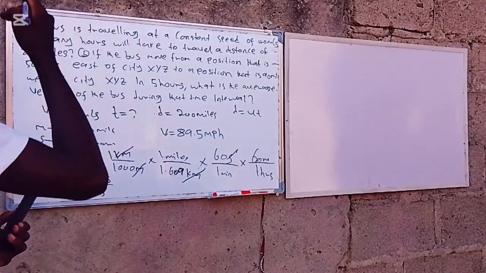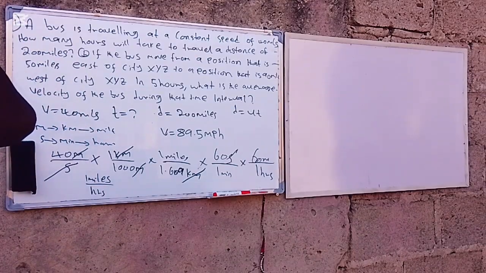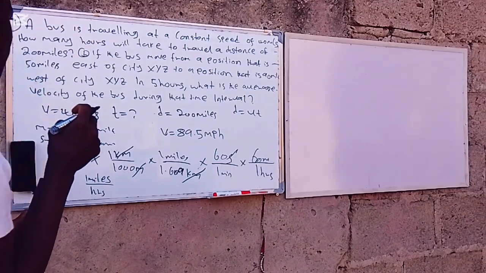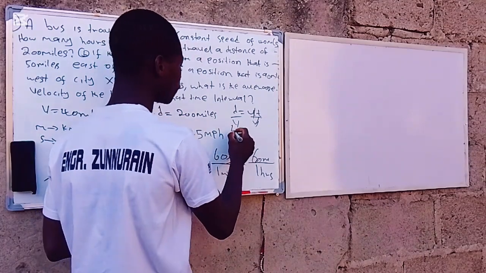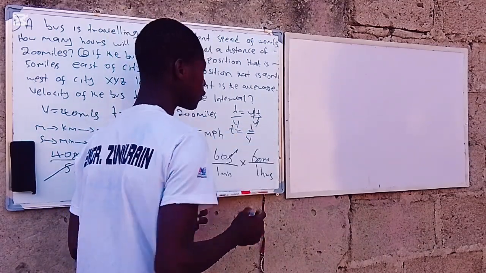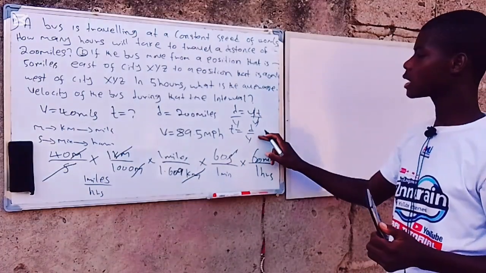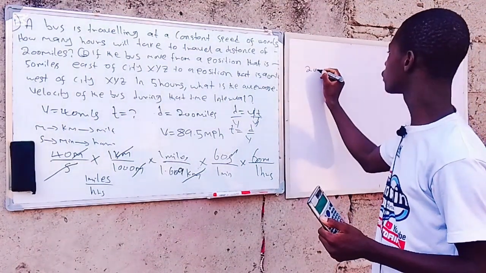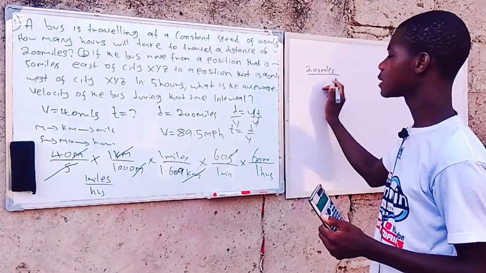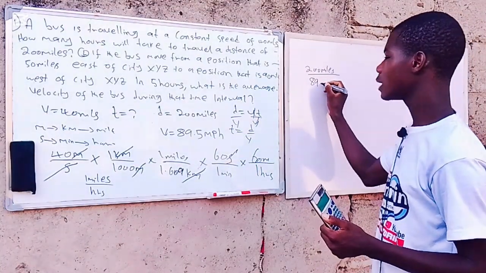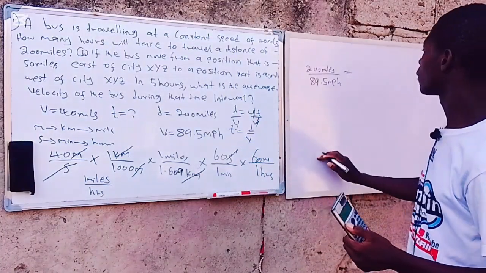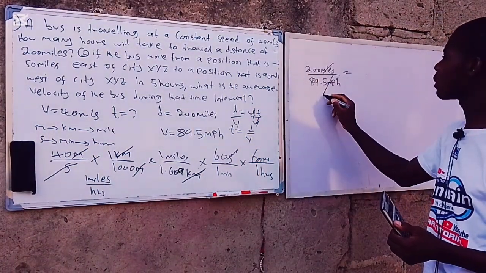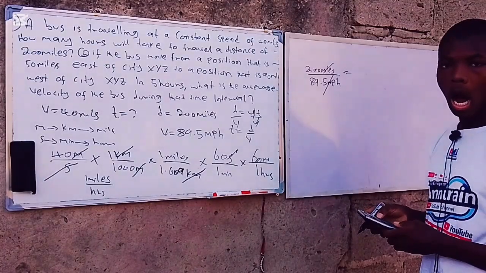So as you can see, I can find the value of time here. As I was saying, I'm looking for the value of t, so divide both sides by v. v will cancel v, and therefore t should now be equal to d divided by v. This is the same thing as saying the distance, which is 200 miles, divided by 89.5 miles per hour. As you can see, miles will cancel miles, I am left with hours.